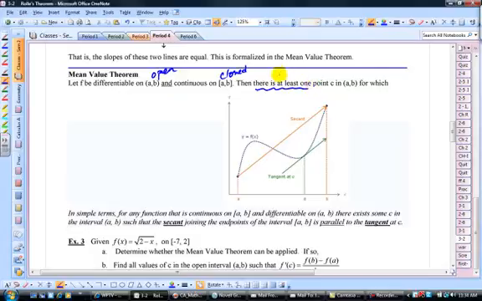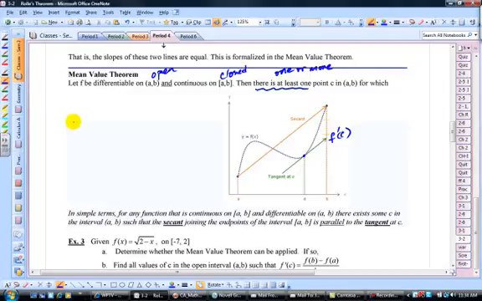One or more. Okay, one or more. So we'll see some cases where there are 2 or 3 of them. One or more point C in the open interval from A to B, for which the slope of the tangent line, in this case right here at C, here's f prime of C, is equal to the slope of the secant line in orange color up there.